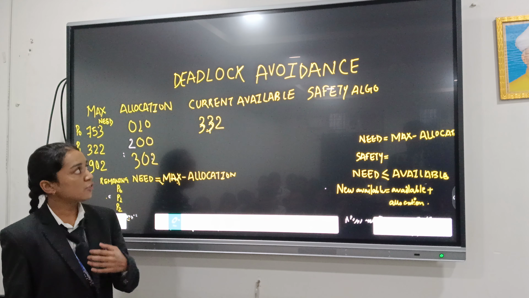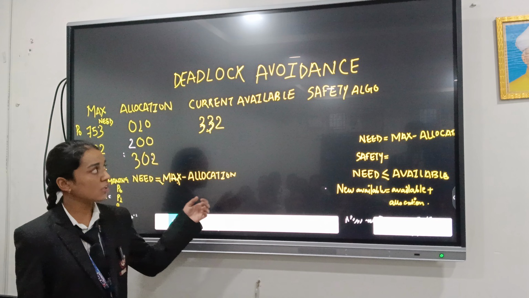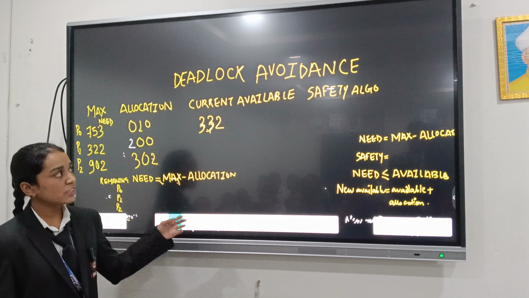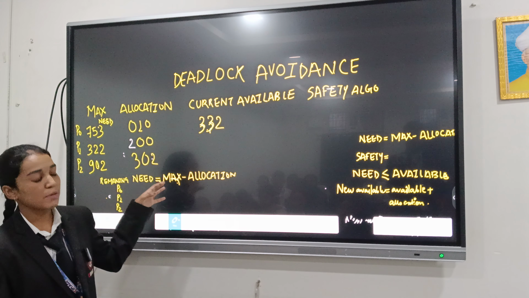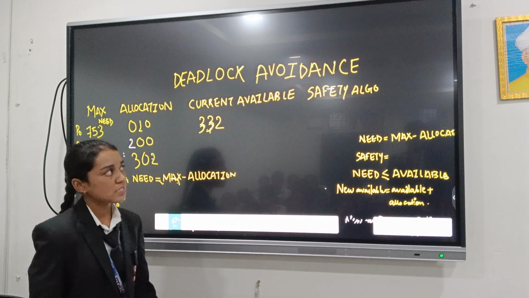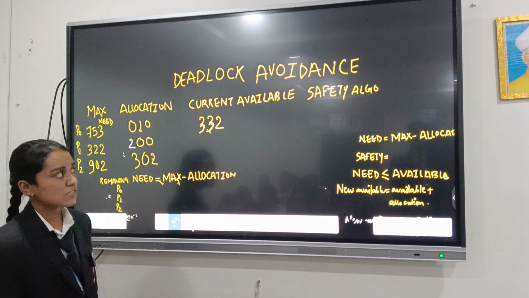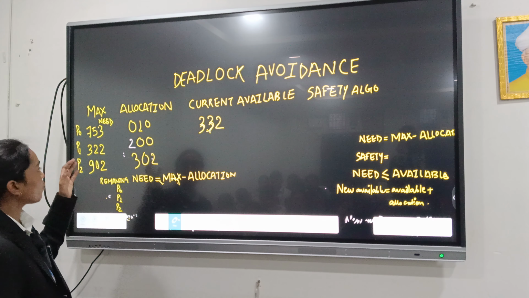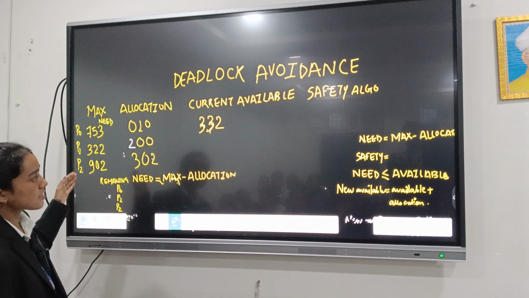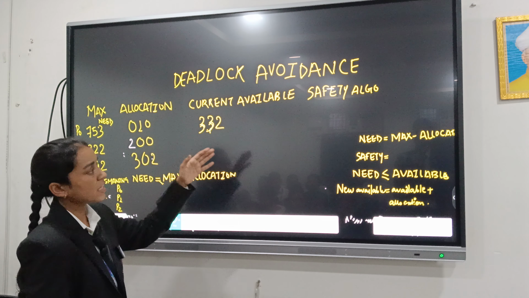Here I would like to explain how we are solving the problem of deadlock. We are solving the problem of deadlock by Banker's algorithm. Deadlock avoidance is solved basically by Banker's algorithm, and it is a numerical-based sequence in which the question gives the maximum need, the allocation, the current available, and the safety algorithm.